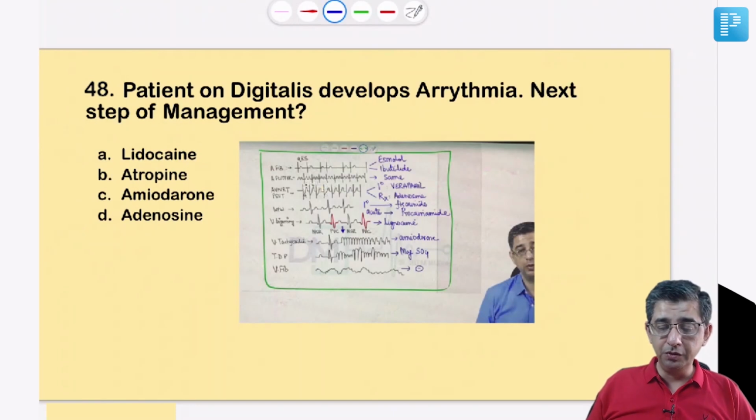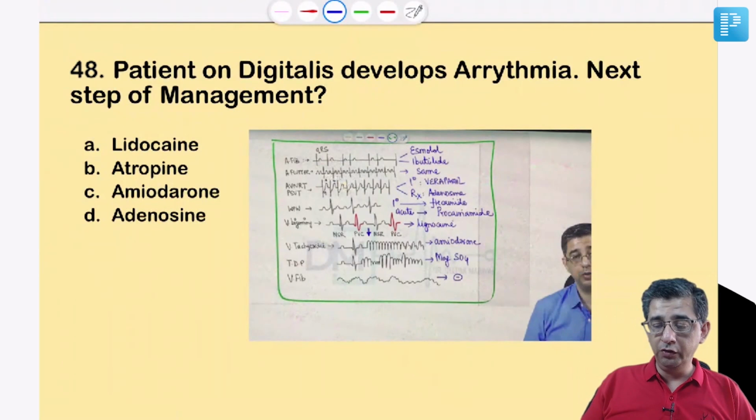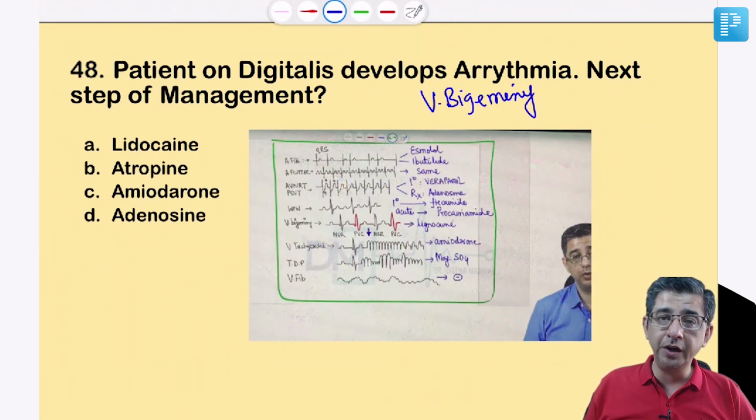Coming to the second last question for today, this question said a patient on digitalis develops arrhythmia. You very well know that the commonest arrhythmia with digitalis happens to be ventricular bigeminy. And for management of ventricular bigeminy, we shall be using lignocaine in the patient.